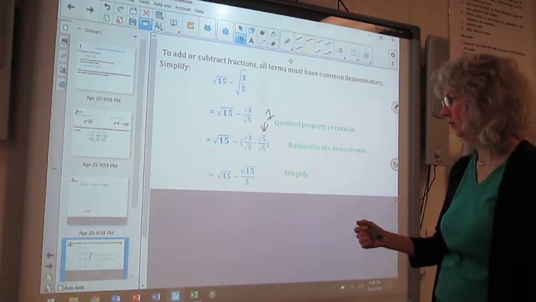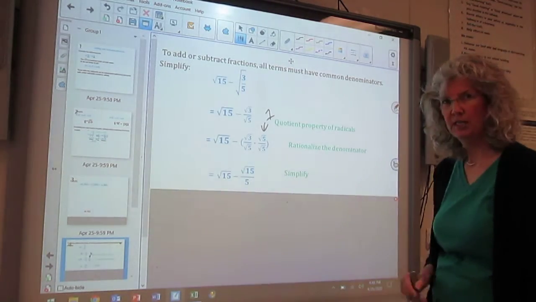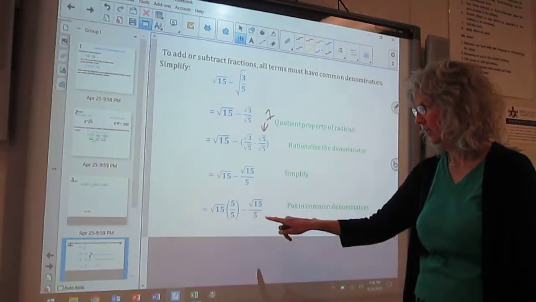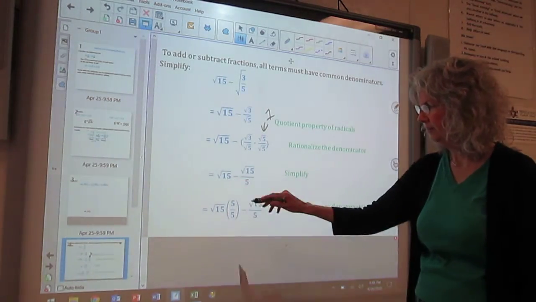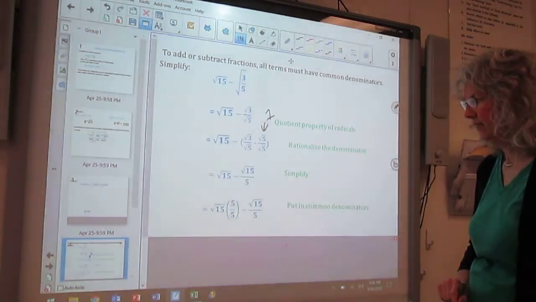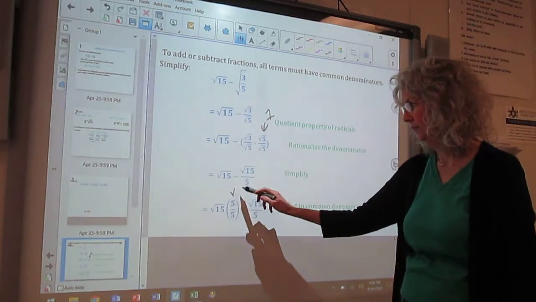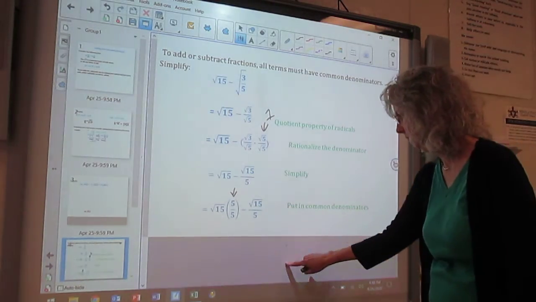Not friendly enough, though. We cannot subtract these because they do not have like denominators. So now we're going to take this term, the square root of 15, and give it a denominator of 5 by multiplying by a form of 1.